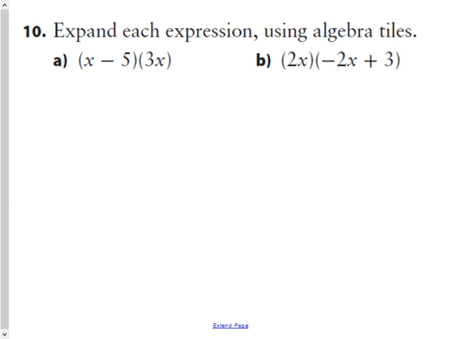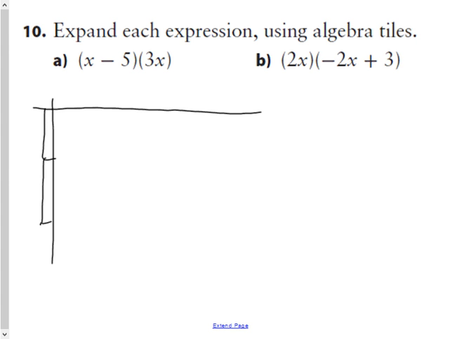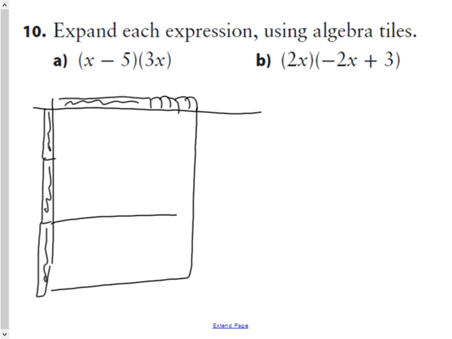Question number 10 says expand each expression using algebra tiles. Now in this particular case, we want to draw our model. So I said before, it's easiest to have graph paper because it makes it nice and simple. Our monomial is 3x. I'm going to put that down here, so 3x's. Make sure you shade them in to indicate that they're positive. And over here we're going to put an x, which is positive, and a minus 5. So minus 1, minus 2, minus 3, minus 4, minus 5. Again, we want its width to be 1 and 1. Bring it down here, connect all the dots.